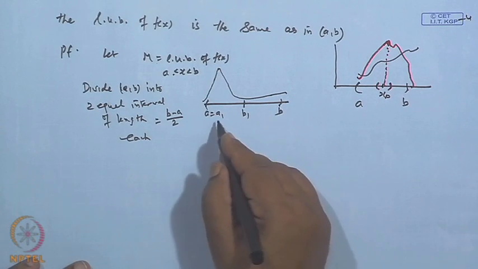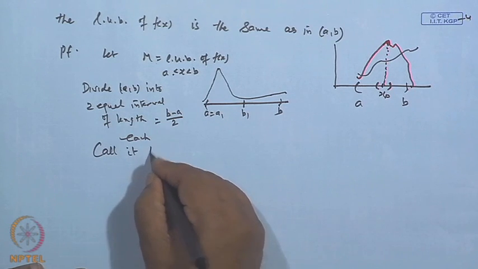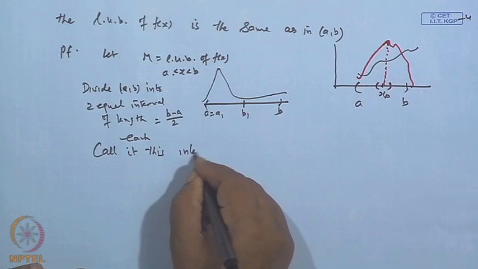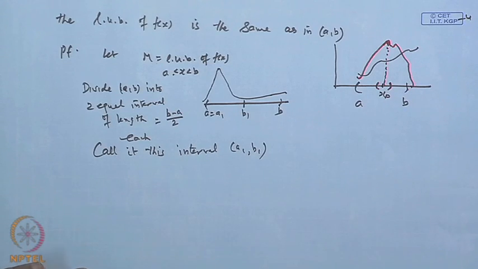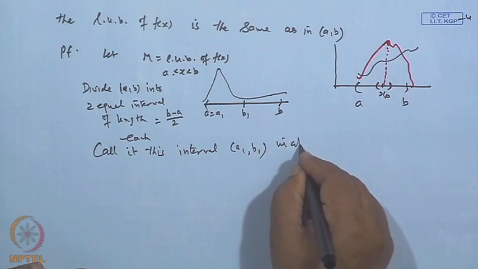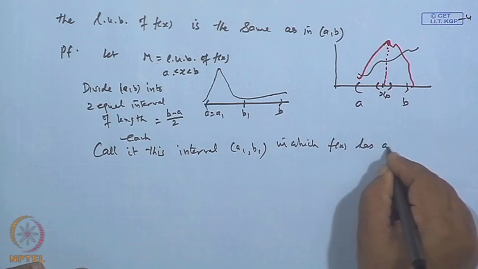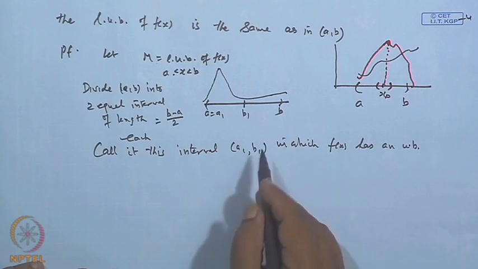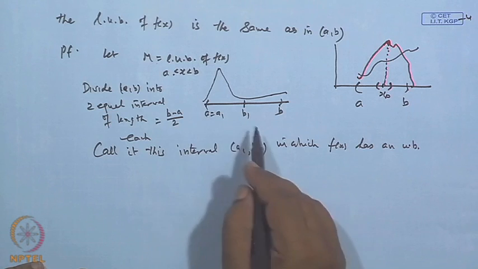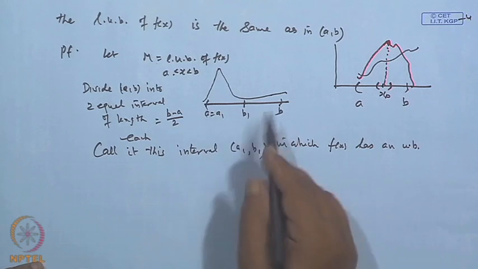Okay. So call this interval (a1, b1), in which the function f(x) has an upper bound. Now this a1 may coincide with a, or b1 may coincide with b, depending on the function.